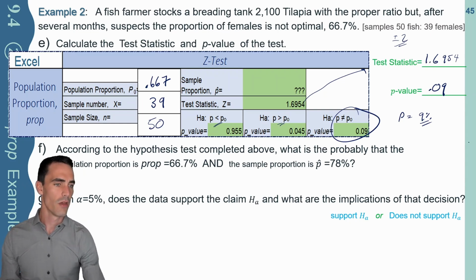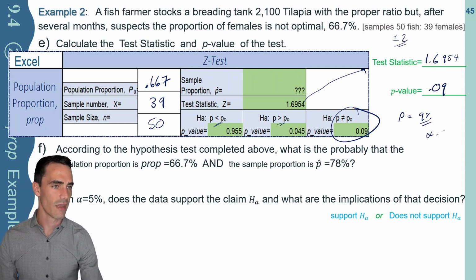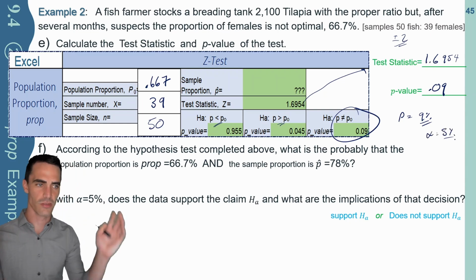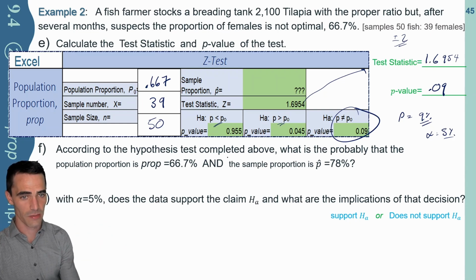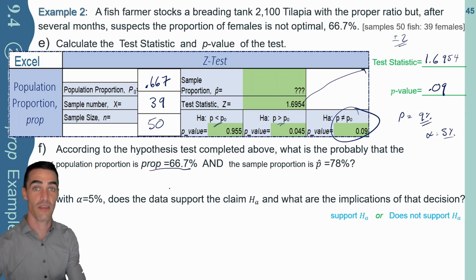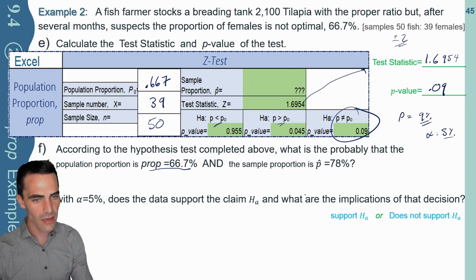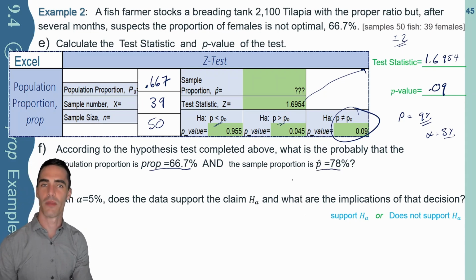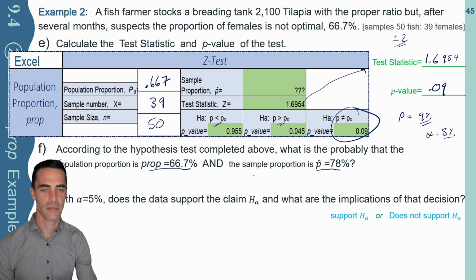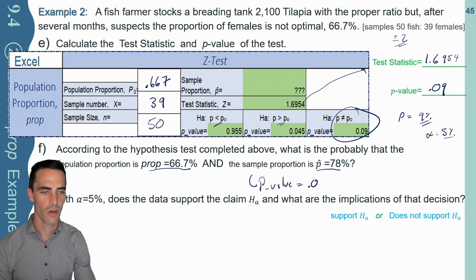rule of thumb, the level of significance is set at 5%. That's a nice universal standard. So, not looking great. According to the hypothesis test completed above, what is the probability that the population proportion is equal to 66.7, it's optimal, and that the sample proportion we collected is 78%? What's the likelihood that both of these things are true at the same time? This is exactly the definition of what the p-value is. It's simply equal to 0.09.